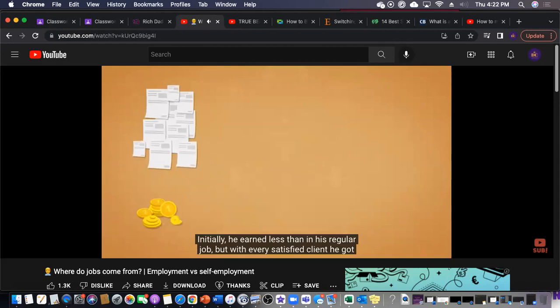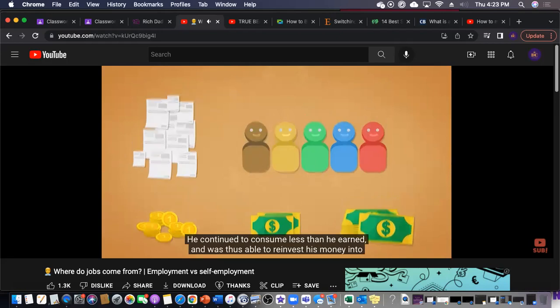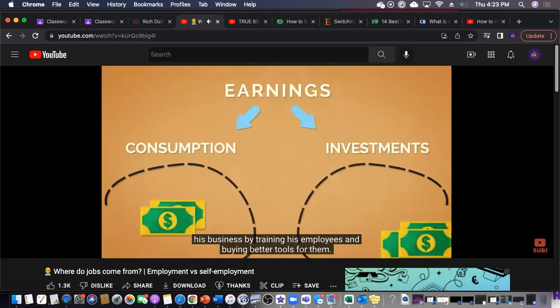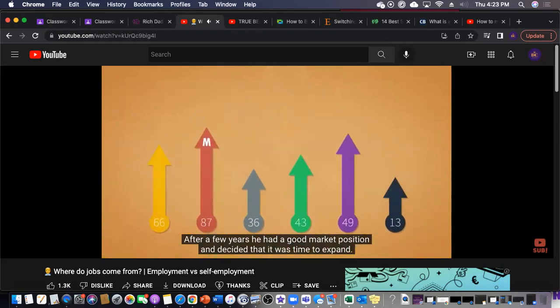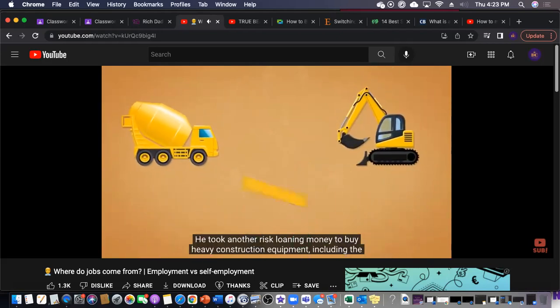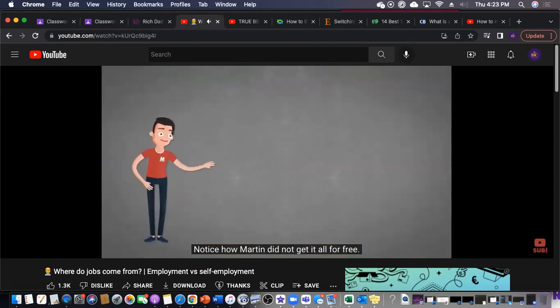Initially, he earned less than in his regular job, but with every satisfied client, he got more orders, and after some time, he even started seeing some profits. He continued to consume less than he earned and was thus able to reinvest his money into his business by training his employees and buying better tools for them. After a few years, he had a good market position and decided that it was time to expand. He took another risk, loaning money to buy heavy construction equipment, including the very excavator, which later got Jack a job. Notice how Martin did not get it all for free.